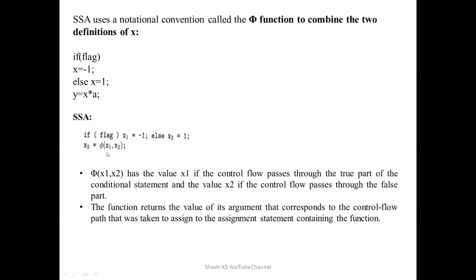Okay, that particular resultant value of x which is there in the pi function will be assigned to x3, and then that x3 will be used in this statement. Okay, x3 into a will be assigned to y1. So this is one thing which you have to remember when you have conditional branching statements given in SSA in the question, then you have to use pi function like this.